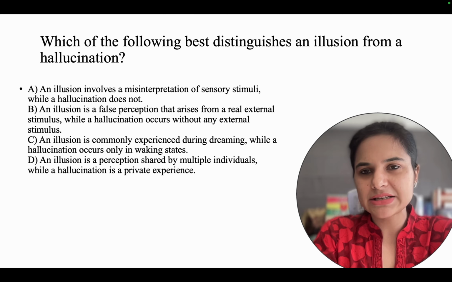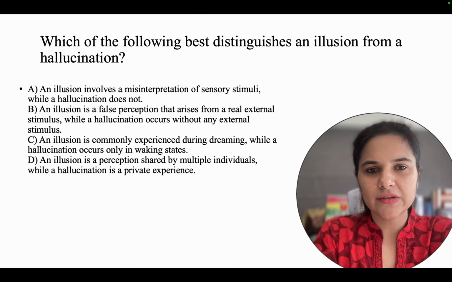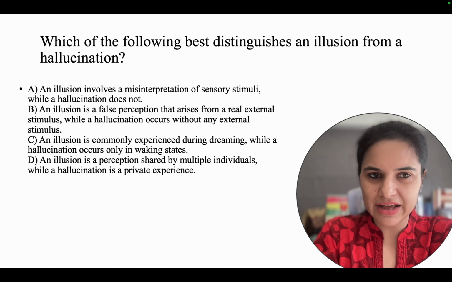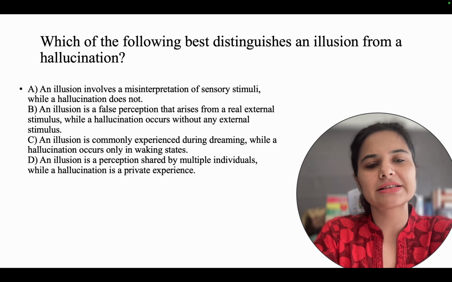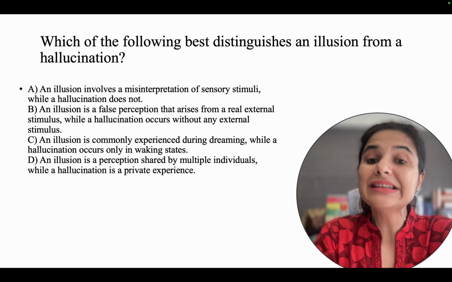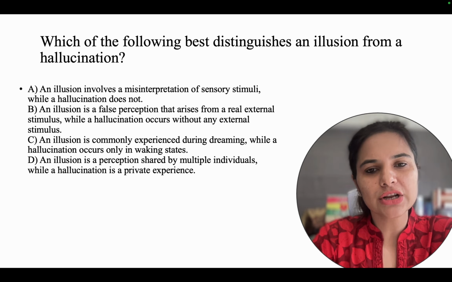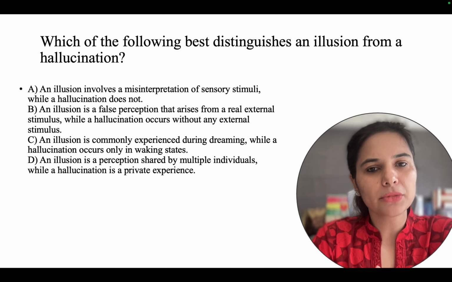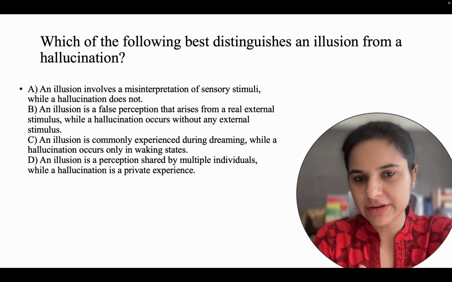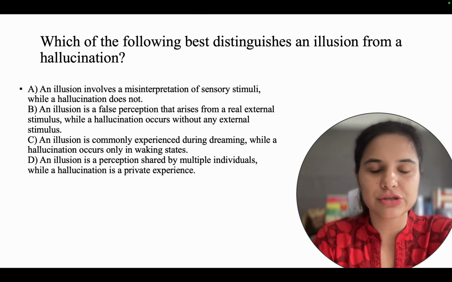Let's take up some MCQs. Which of the following best distinguishes an illusion from a hallucination? A. Illusion involves misinterpretation of sensory stimuli, while a hallucination does not. B. Illusion is false perception that arises from a real external stimulus, real also, external also, while a hallucination occurs without any external stimulus. C. Illusion is commonly experienced during dreaming, while hallucination is only in waking states. And D. Illusion is a perception shared by multiple individuals, while hallucination is a private experience.